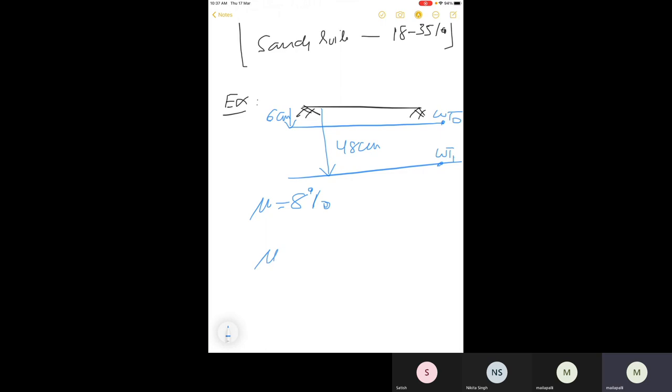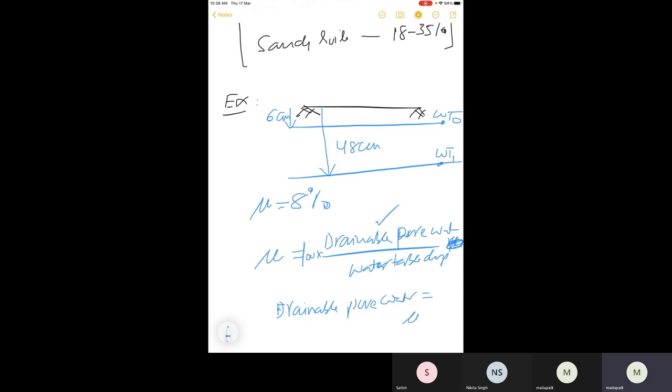So we know the equation: mu is equal to drainable pore water divided by water table drop, into 100. We want to know the drainable pore water; the other things are given. So from here, the drainable pore water is equal to mu times the water table drop, delta H.